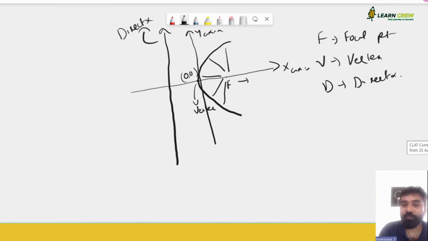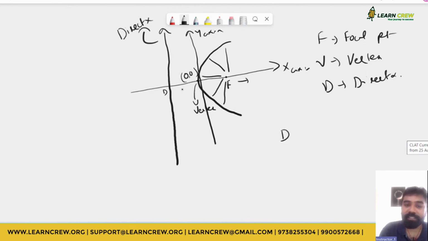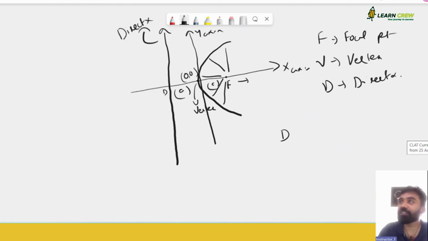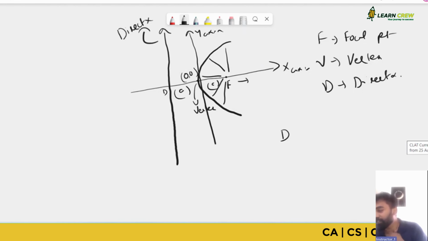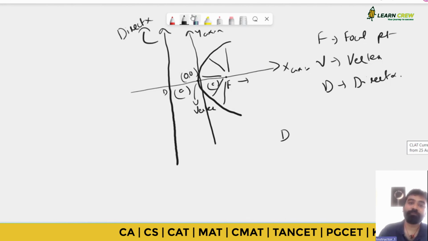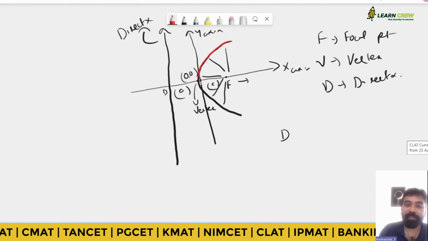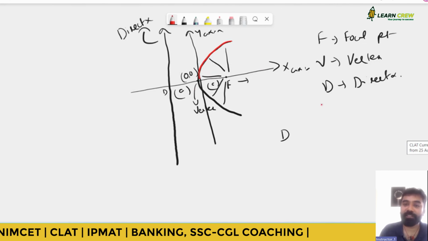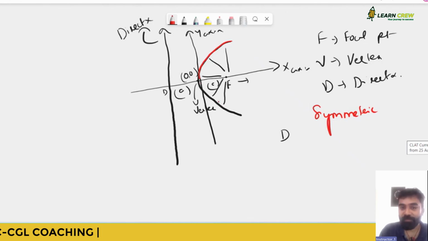Now the distance of the focal point from the vertex is equal to the distance from the directrix. It should be standard. From D to V, if this is A, this is also A. If this is B, this is also B. Always this is standard. From the directrix to the vertex and from the vertex to the focal point, the distance is always equal. This upper curve is always symmetric to the bottom curve, about the x-axis.